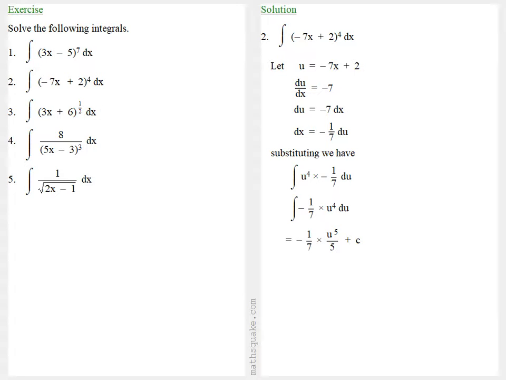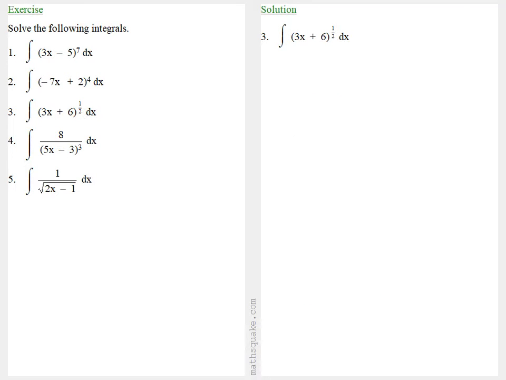Now when we integrate u^4, it becomes u^5 over 5. So our integral is -1/7 times u^5 over 5 plus c. And we can simplify that to be -u^5 over 35 plus c. And if we substitute back u as -7x + 2, we end up with the integral is equal to -(-7x + 2)^5 over 35 plus c.